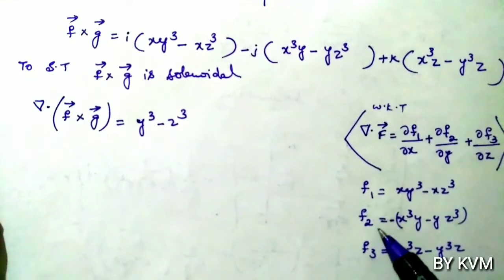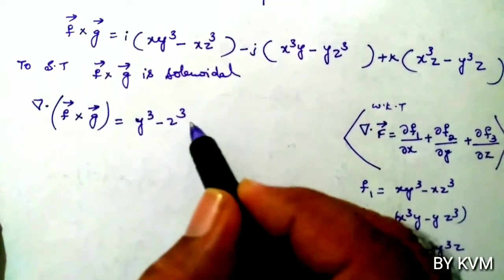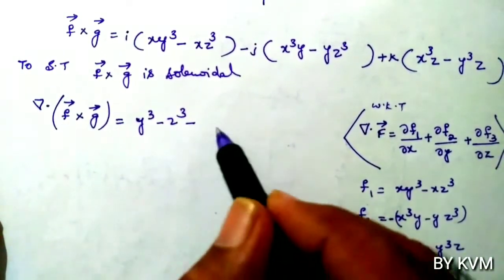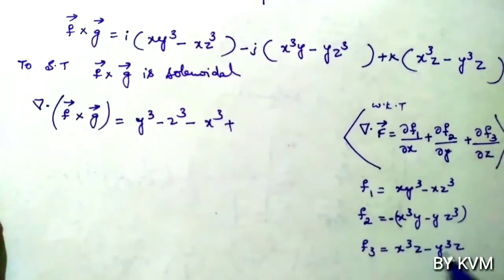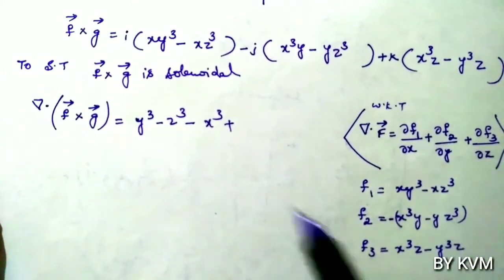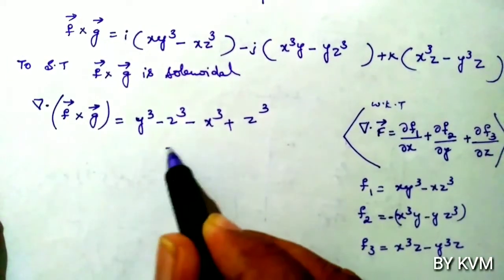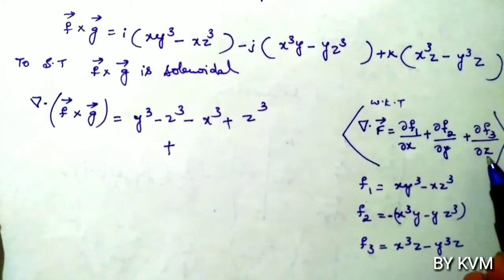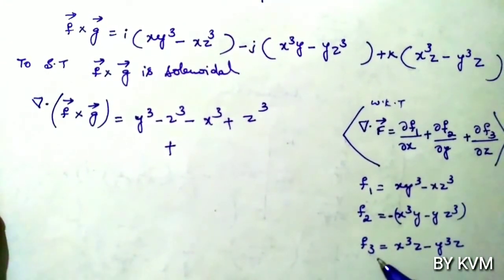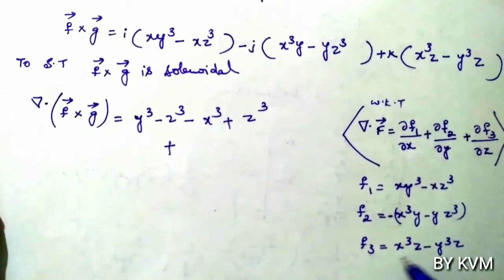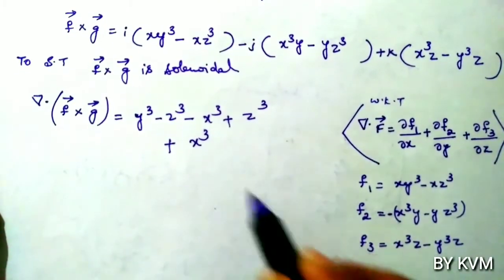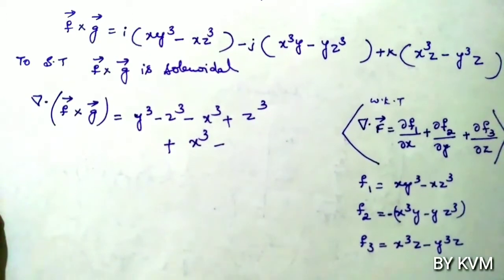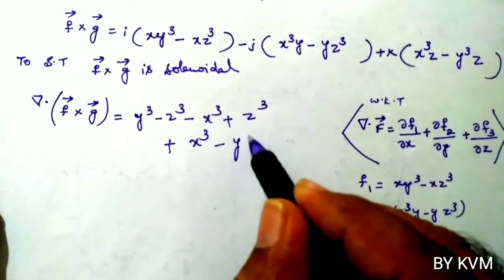Then the second term, ∂f2/∂y. Differentiate f2 partially with respect to y. X and z are constants. So it is minus x³, minus into minus plus the derivative of yz³, that is z³, plus ∂f3/∂z. Differentiate f3 partially with respect to z. So x and y are constants. So the derivative of x³z is x³, minus the derivative of y³z, which is y³.